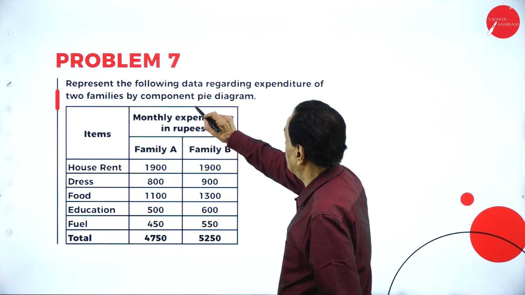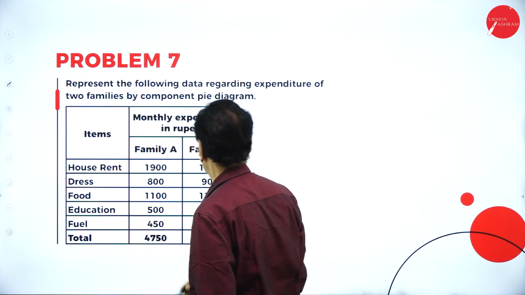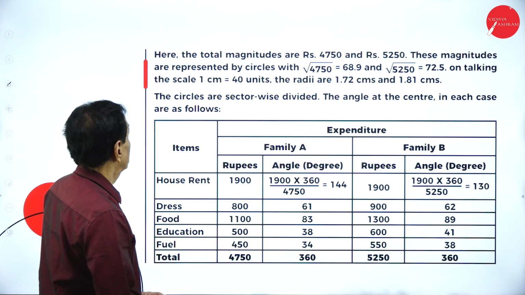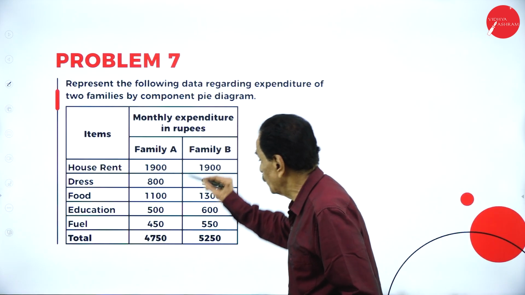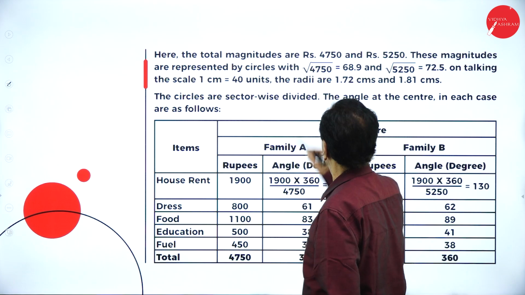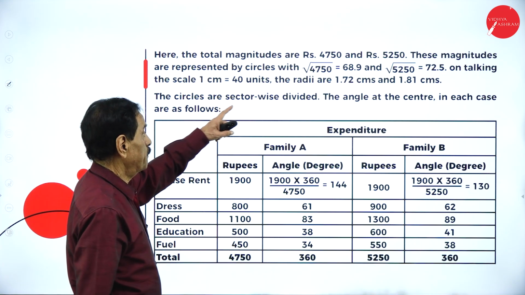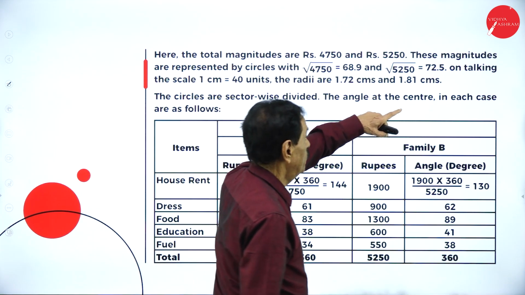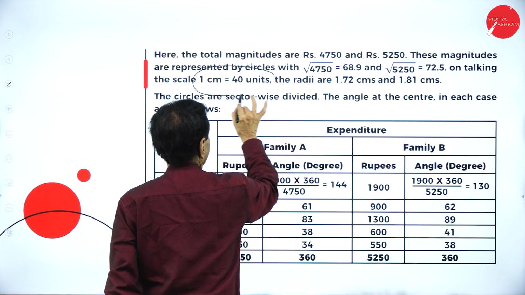We'll move on to represent the following data on expenditure of two families by component pie diagram. A circle is called a pie diagram here. Here the total magnitude is 4,750, another 5,250. These magnitudes are represented by circles. Taking the root of that, 68.5 is 72. Taking 1 centimeter equal to 40 units.